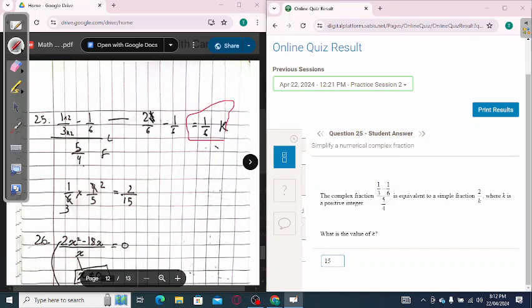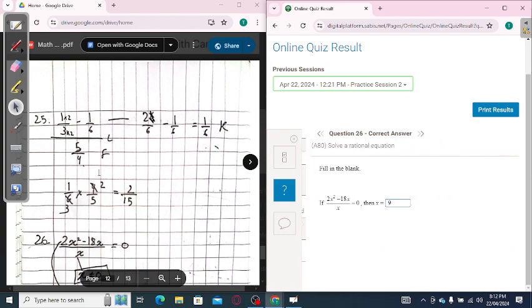Now you apply keep, change, flip. You keep 1 over 6. You change this to a division. You change the division to a multiplication, and you flip 5 over 4, making it 4 over 5. Now 6 and 4 cancel out. This will become 2. This will become 3, making this 2 over 15. And since they want just k, which is the bottom term, 15 is the bottom term, so your answer is 15. Next question.